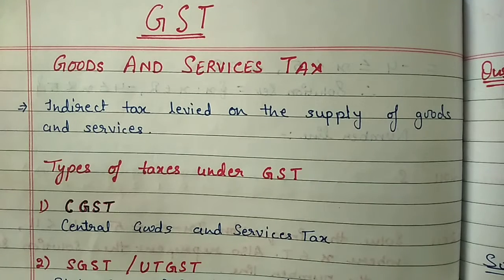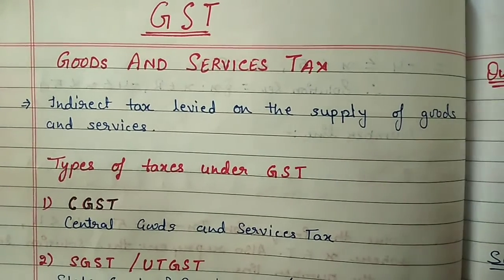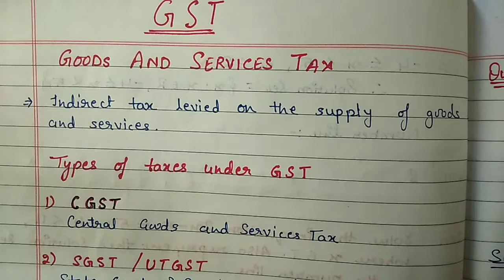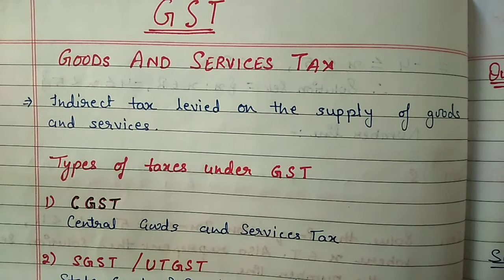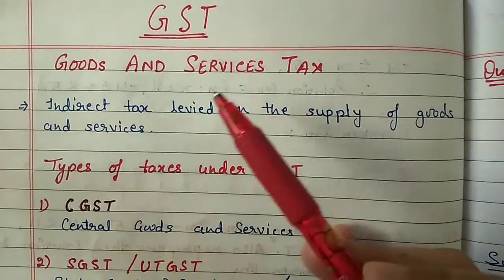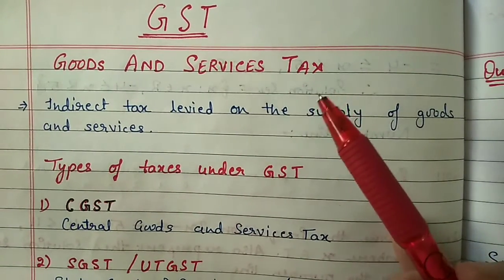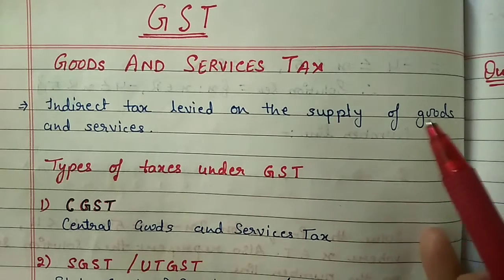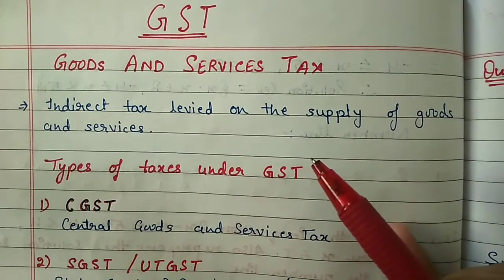Hello friends, today we are going to start chapter number 1, GST, from the book Understanding Mathematics by ML Agarwal of class 10th. So first, what is GST? GST means Goods and Service Tax. It is an indirect tax levied on the supply of goods and services.